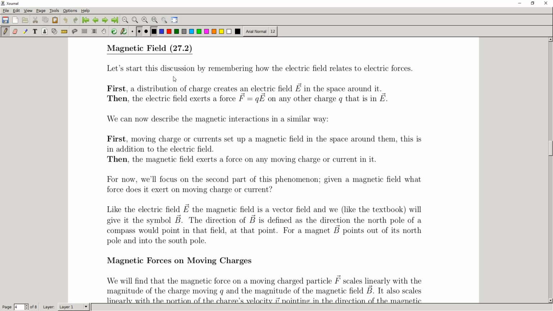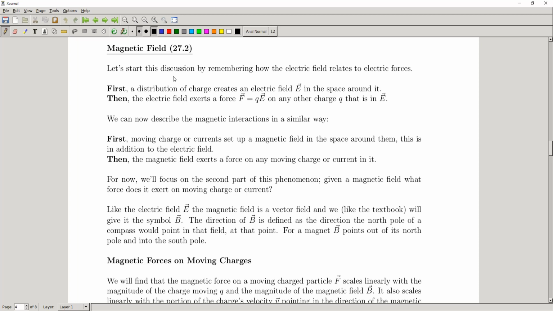So it's the same idea as the electric field, but now it's with moving charges and currents that are setting up these magnetic fields, and moving charges and currents are experiencing the influence of this magnetic field as they move through it. Okay? So for this chapter, we're going to focus on the second part of this idea. We're going to have an already set up magnetic field, and we're going to look at how this magnetic field exerts force on moving charges and currents within it. Okay? So I think I basically say pretty much what I said just here in these notes.